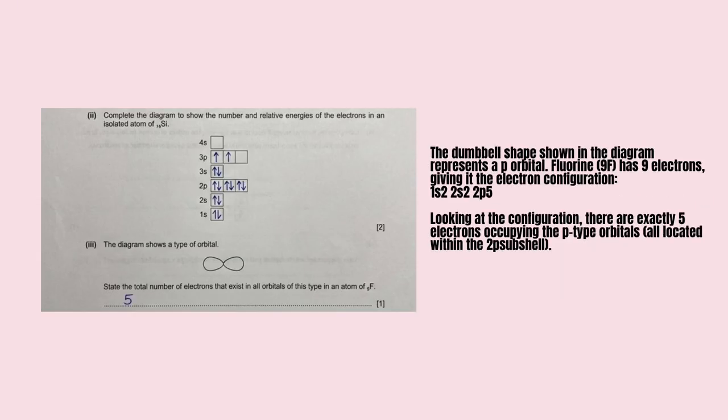Finally, let's look at part 3. The dumbbell shape shown in the diagram represents a p-type orbital. To find the answer for a fluorine atom, which has 9 electrons, we write out its electron configuration: 1s2, 2s2, 2p5. By looking closely at the subshells, we can see that there are exactly 5 electrons occupying the p-type orbitals, located within the 2p subshell. Simply write down 5 on the line to complete the answer.